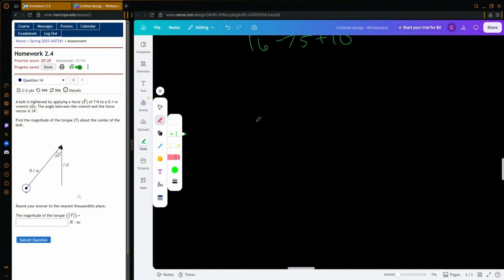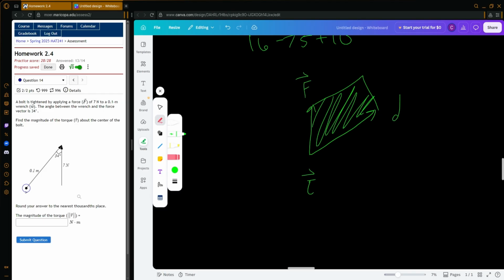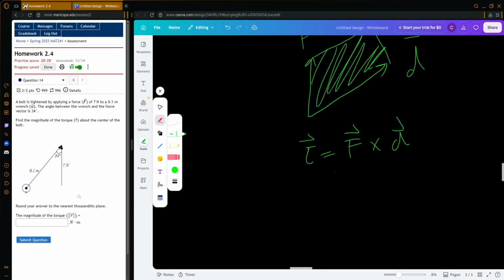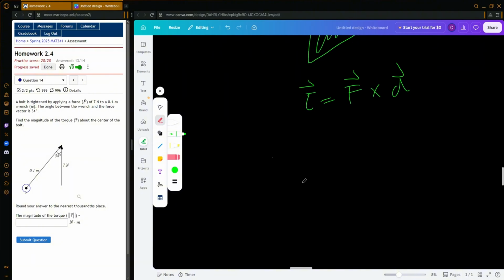Okay, so now we're going to do torque. Torque is, again, like the area of these two vectors. We're going to do the cross product. We have this force vector, and then we also have this distance vector. And the area that they create here, this is the torque. So to get the torque, we're going to do the cross product of the force vector and the distance vector. So that's all we have to do for this one. We just have to figure out what the force vector and the distance vector are.